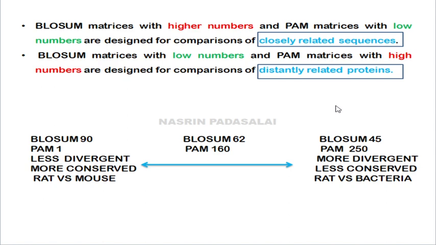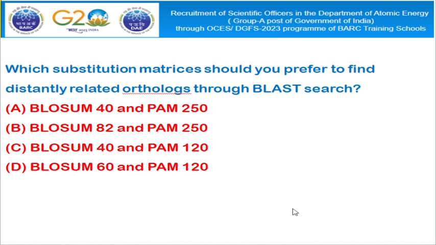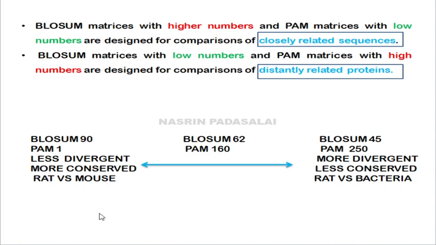Next is for distantly related proteins. What kind of matrices will you be using? BLOSUM matrices with low number and PAM matrices with high number are generally employed for comparing distantly related proteins, or more divergent, less conserved proteins. If you are going to compare an amino acid sequence between rat versus bacteria, then you should employ BLOSUM with low number and PAM with high number.